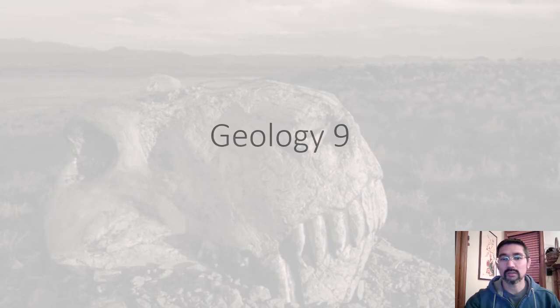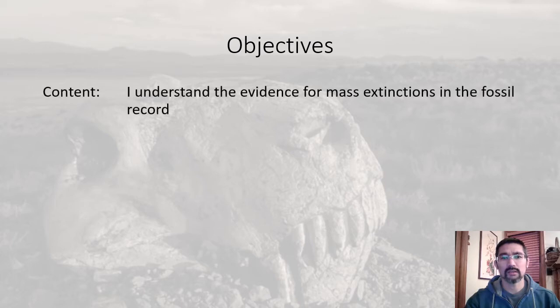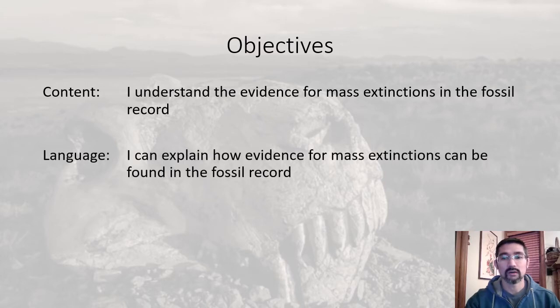Today we are going to talk about mass extinctions. So our objective for today is to understand how the evidence for mass extinctions can be found in the fossil record, and then our language objective is to be able to explain how we can find evidence for mass extinctions in the fossil record. We've got a lot of keywords today, so please follow along.